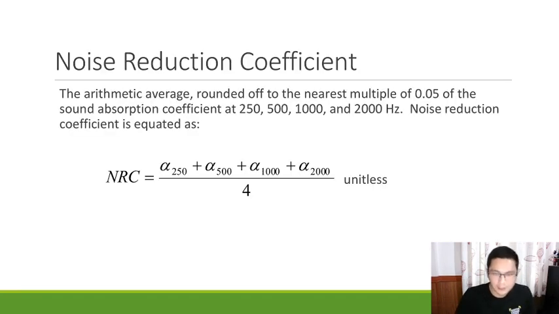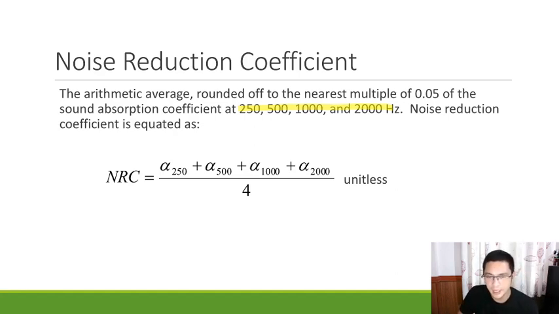Ayan. Next, we have noise reduction coefficient. Noise reduction coefficient, or NRC, is actually just the average of the absorption coefficients at 250, 500, 1,000, and 2,000 Hz. Ano ba itong mga to? Ito kasi yung pinaka-common na sound na naririnig natin. Kumbaga, in a normal, daily na pamumuhay natin, ito yung frequency ng mga sound na naririnig natin. So, kinuha lang natin yung average niya. That is the NRC. It is actually just the sound absorption coefficient average.